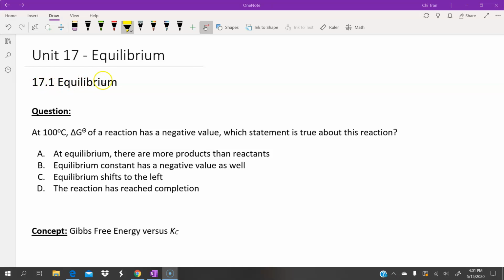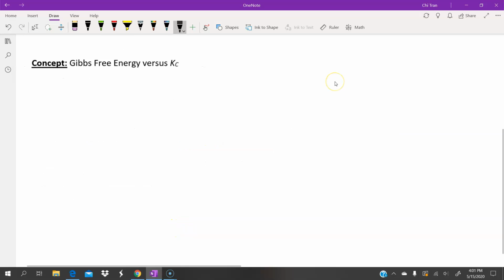This video is about equilibrium. So the key in the question is the Gibbs free energy of the reaction has a negative value. The concept of this question is Gibbs free energy versus Kc. So the relationship between Gibbs free energy and Kc can be seen in this equation right here.